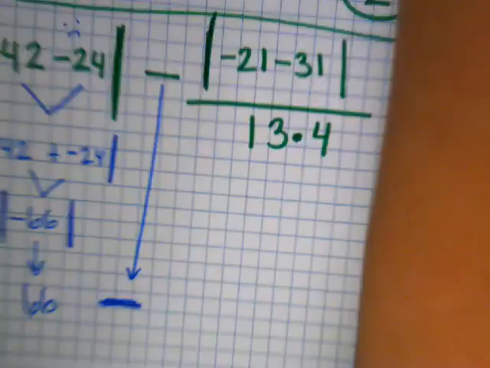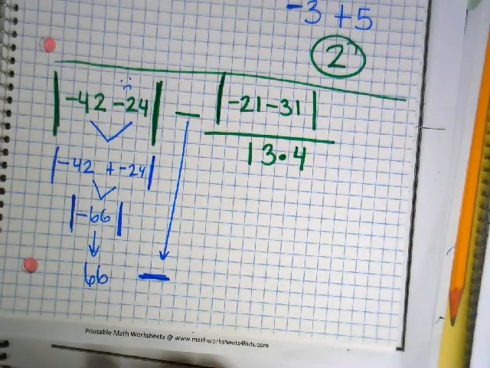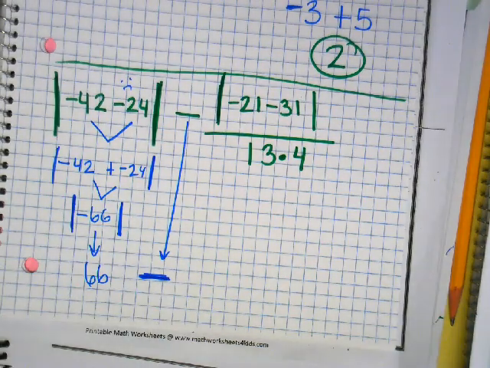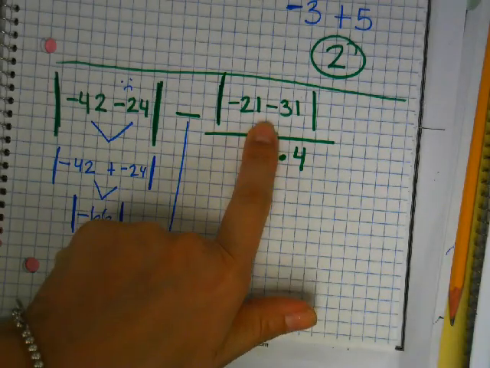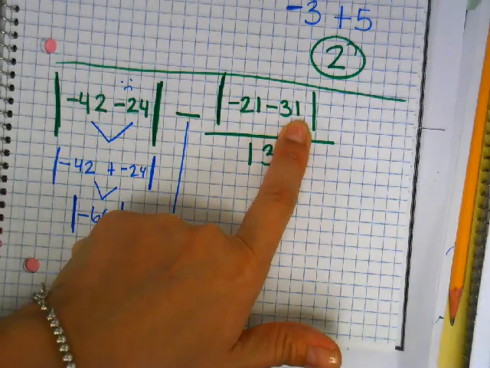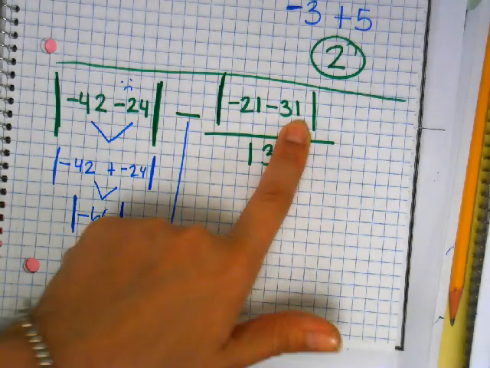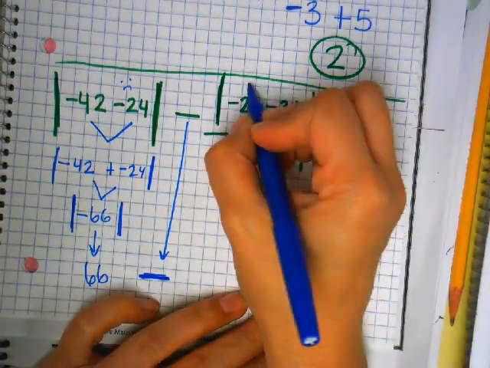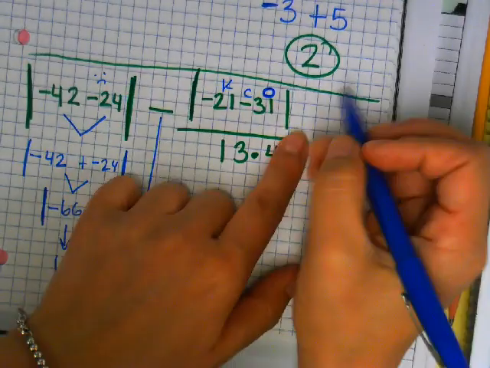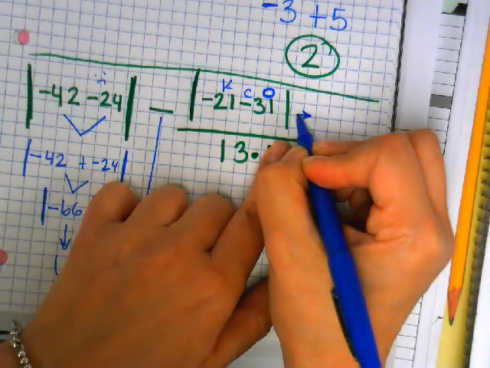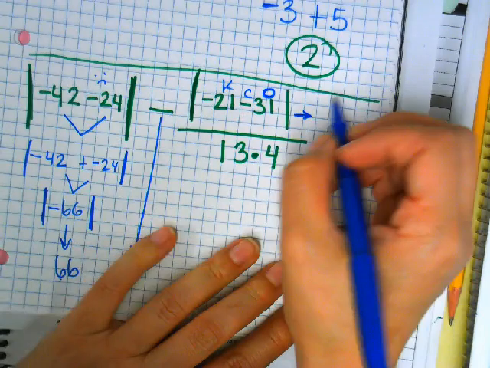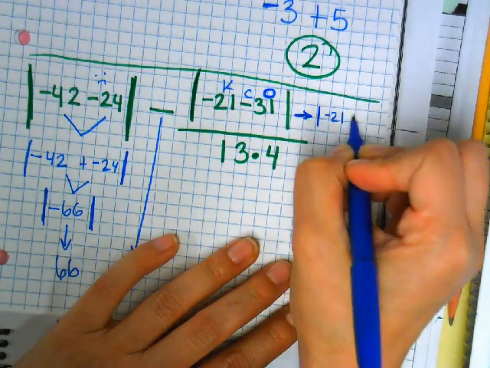I think you should multiply first. Do we for the negative 21 minus 31? Is it keep, change, flip? Okay. This one, keep, change, opposite. So can you rewrite that? I'm gonna rewrite it over here. How do I rewrite negative 21 minus negative 31? Negative 21 plus negative 31.